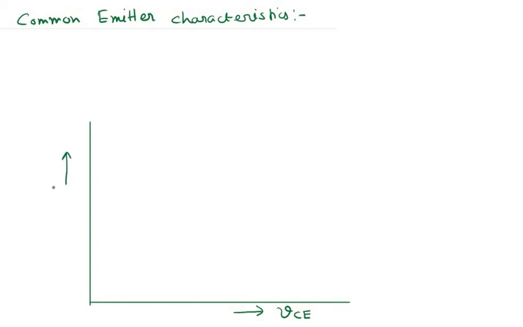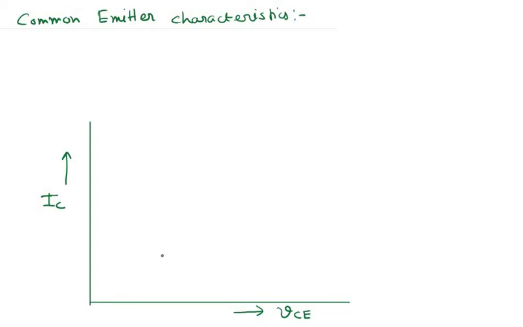Typically, as I said, we do not want the collector current to vary with the collector to emitter voltage. We only want the collector current to be controlled by the base to emitter voltage or the base current, which is the input current in this case. We do not want the collector current to vary with the collector to emitter voltage. We want the collector current to vary with the base to emitter voltage.